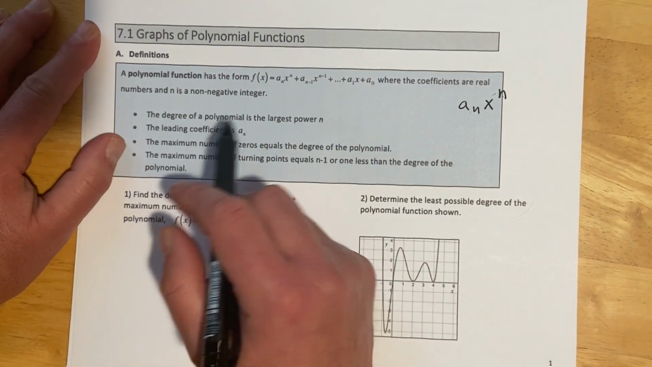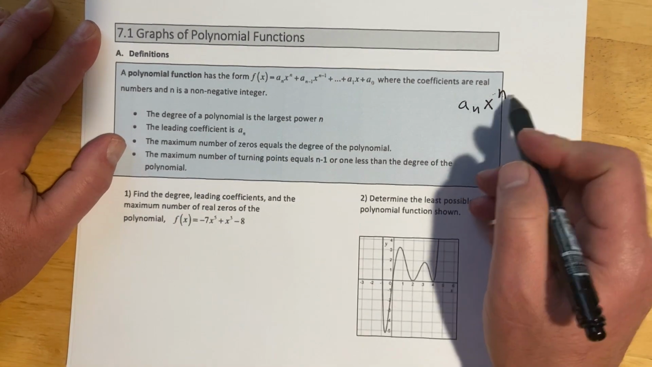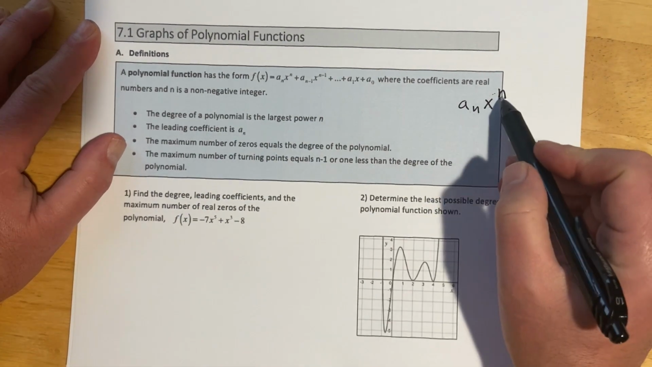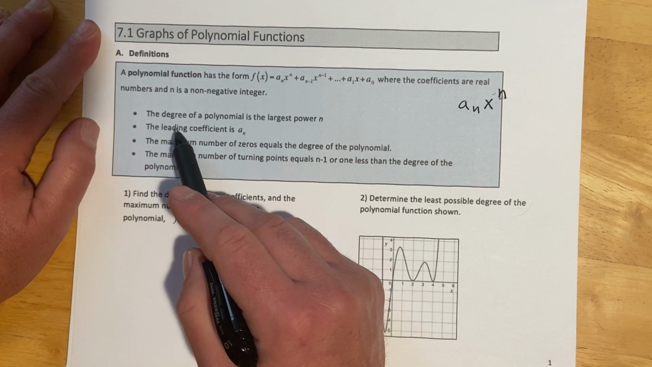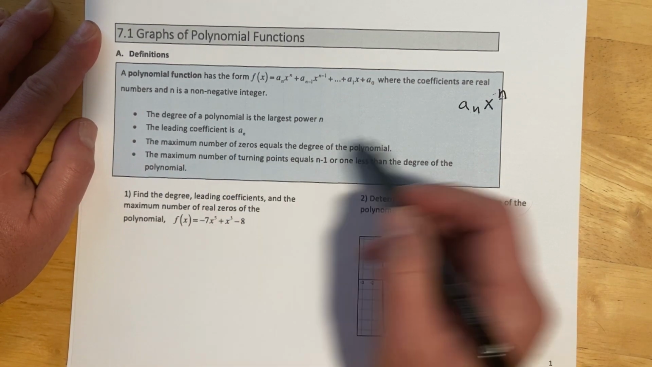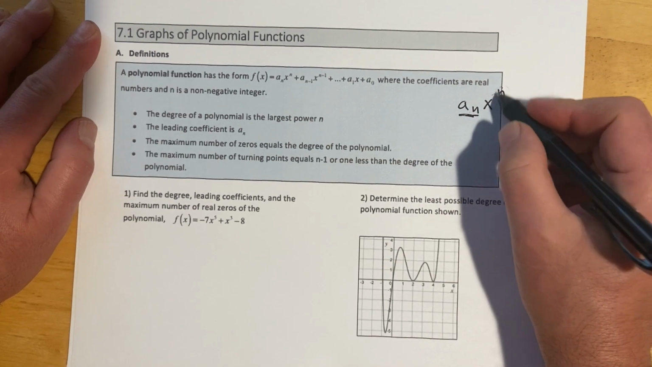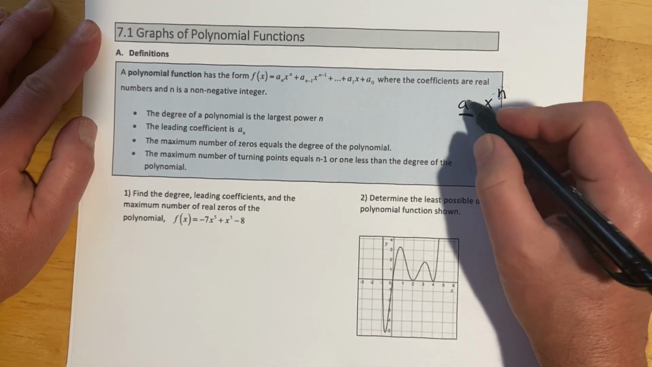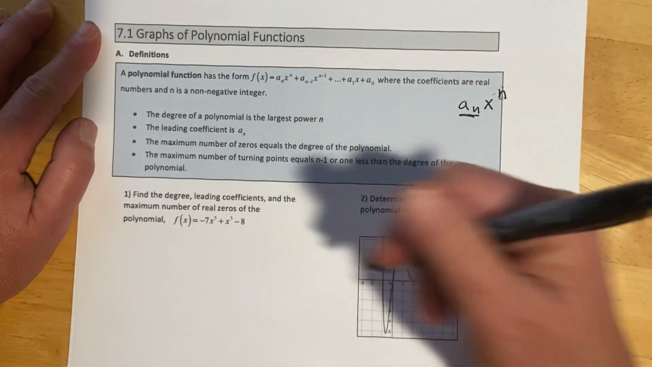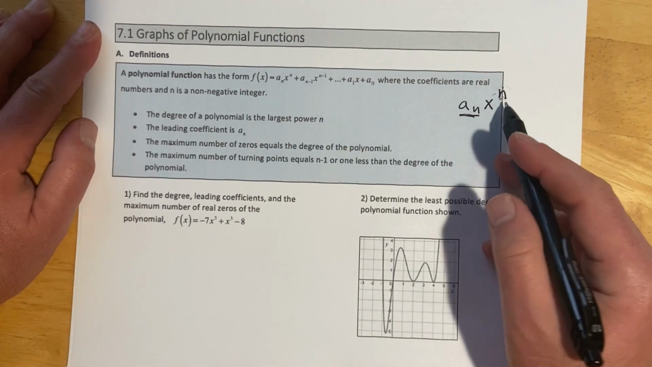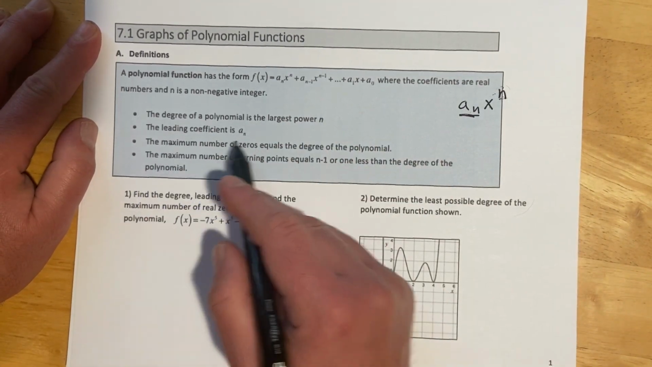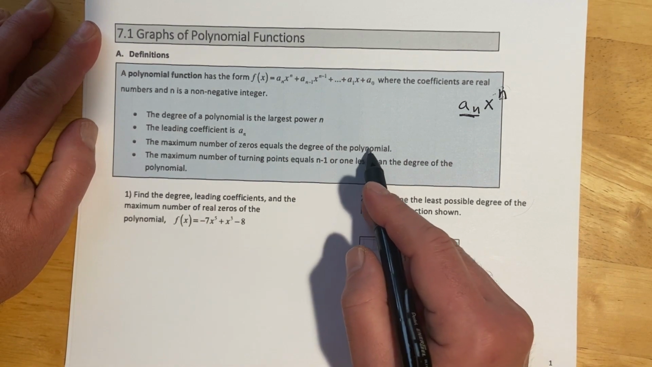So the degree of a polynomial is the largest power n, so whatever is the largest power, that's going to be called the degree. The leading coefficient is a sub n, that's this right here. So again, in the first term, it turns out the power and the leading coefficient end up being pretty important in terms of what the function will do overall. And then the maximum number of zeros equals the degree of the polynomial.